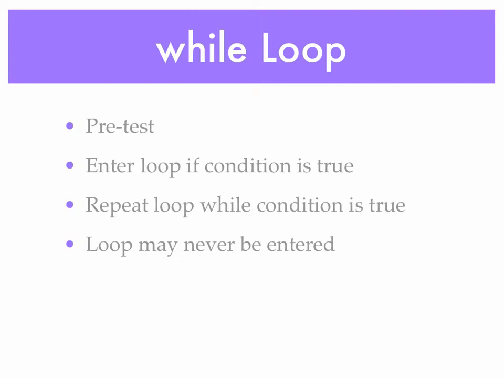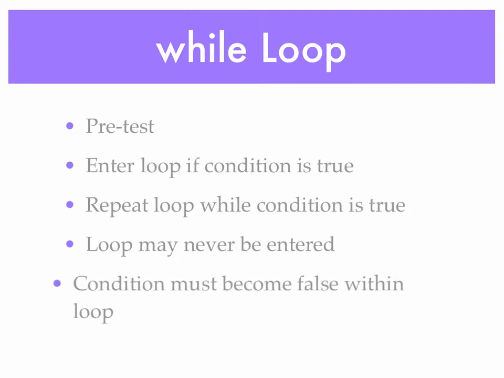Now with this, remember, the loop may never be entered. If on first test I have failure, I won't go into the loop. So it's a pretest. That's what a while loop is. My condition has to somehow become false within the loop. If I don't, I'll have an infinite loop. So a while loop is a pretest. I enter the loop if the condition is true. I repeat as long as the condition is true. I might not enter the loop, and my condition has to become false somehow so that I can exit the loop.